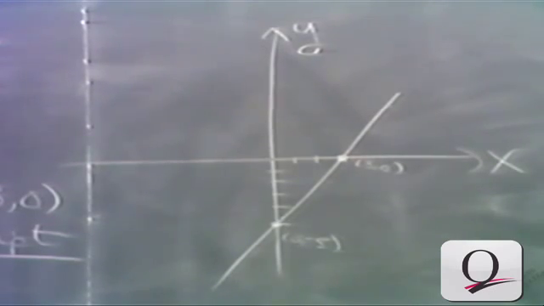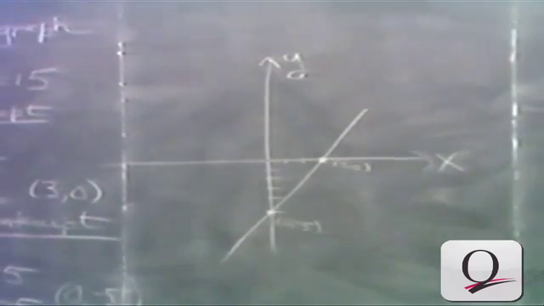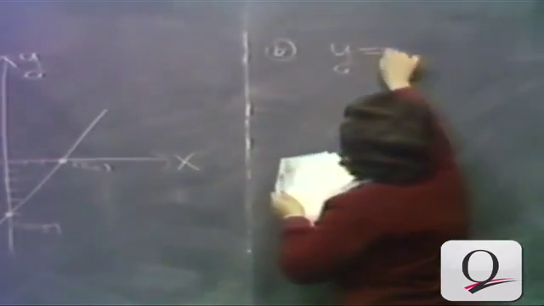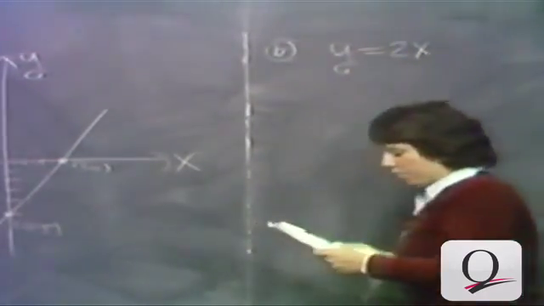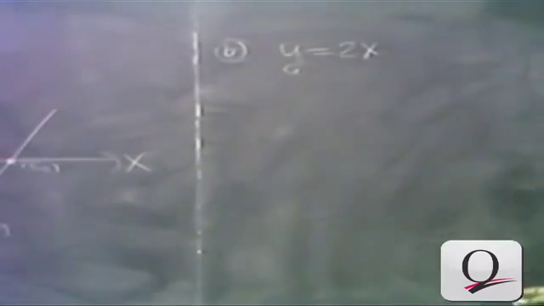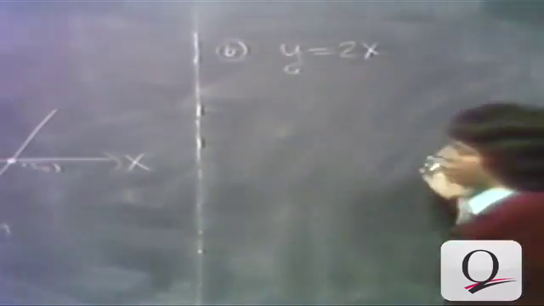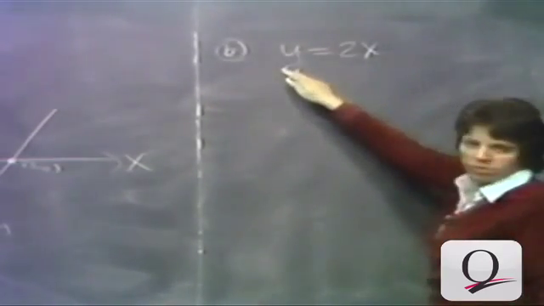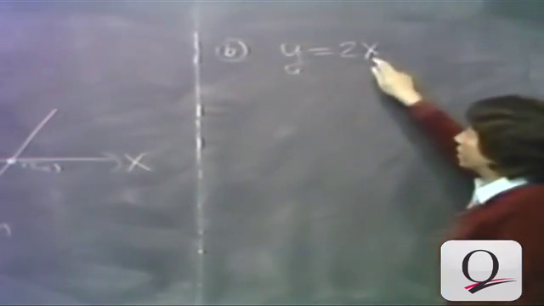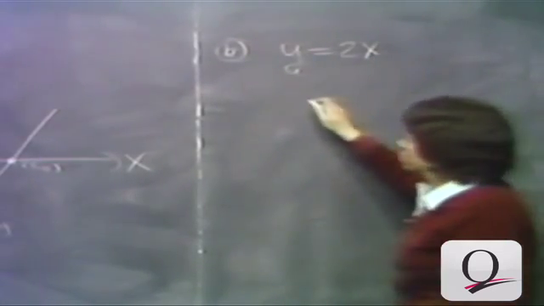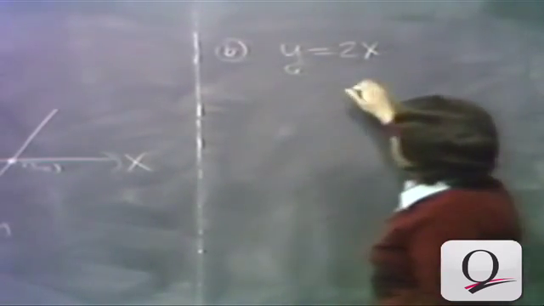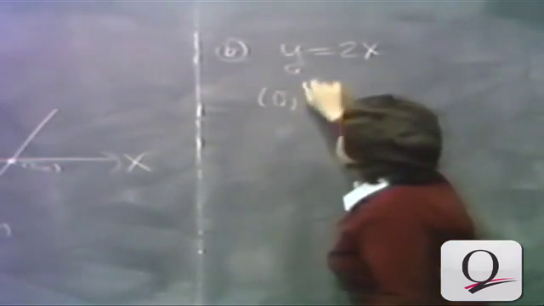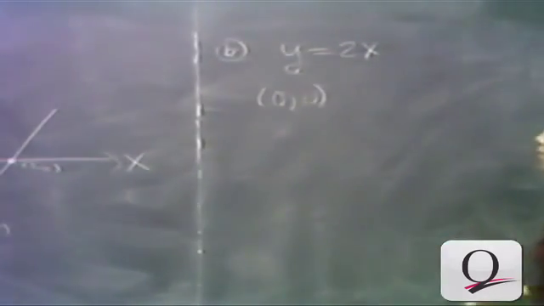As a second example, I'd like to sketch the graph of the following line. y equals 2x. Now, when we try to find the x-intercept and the y-intercept, it turns out they are at the same point. To find the x-intercept, we set y equal to 0. When we set y equal to 0, we get, of course, 2x equals 0, x equals 0. And if we set x equal to 0, of course, we get y equals 0. So the x-intercept and the y-intercept are the same. They happen to be the origin.